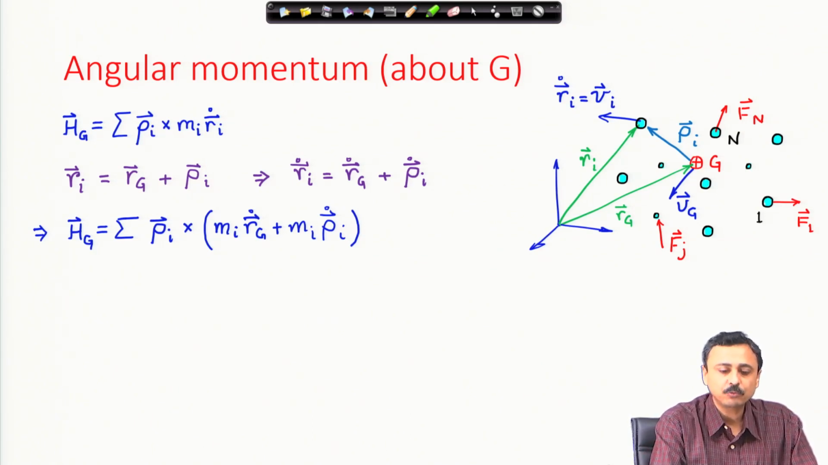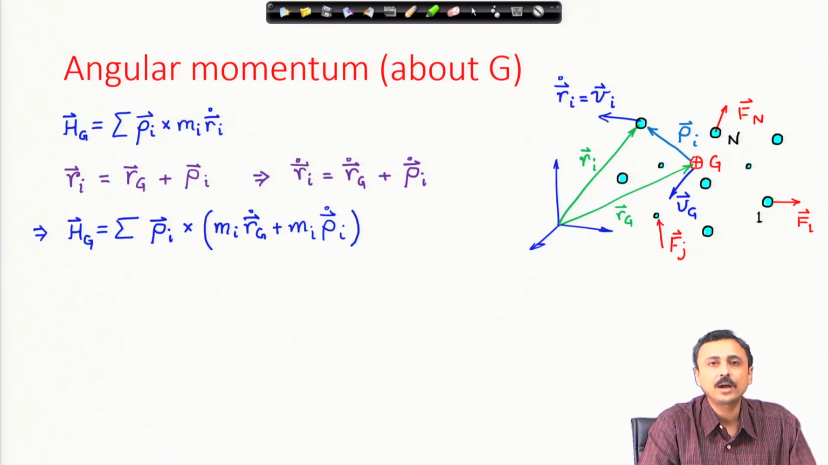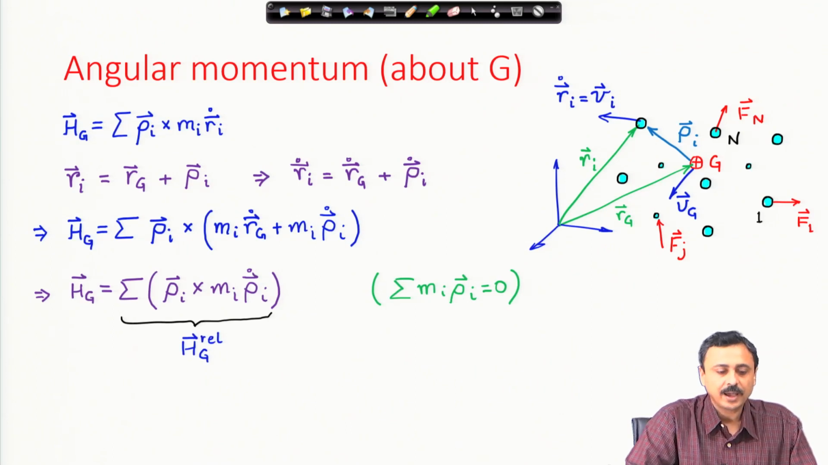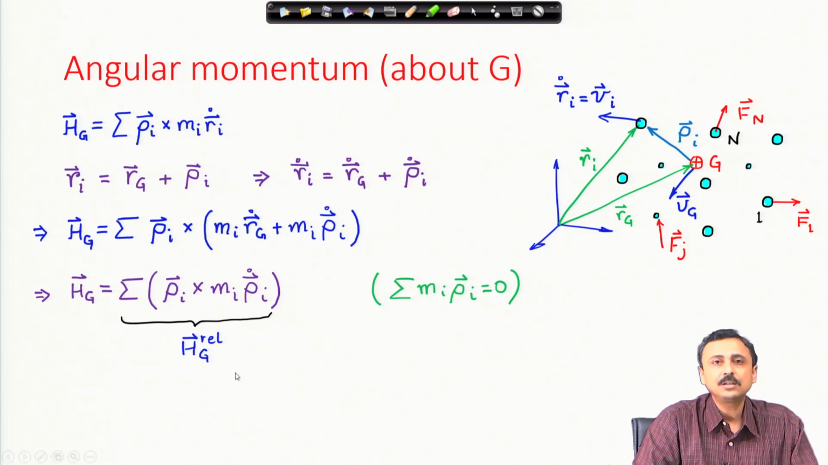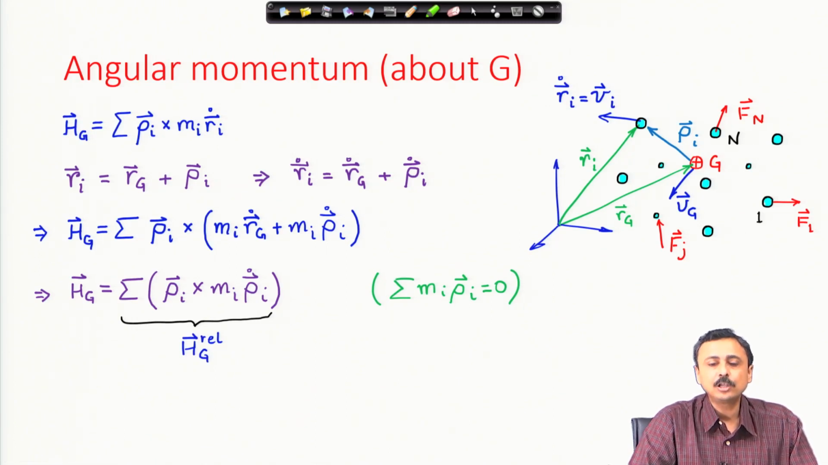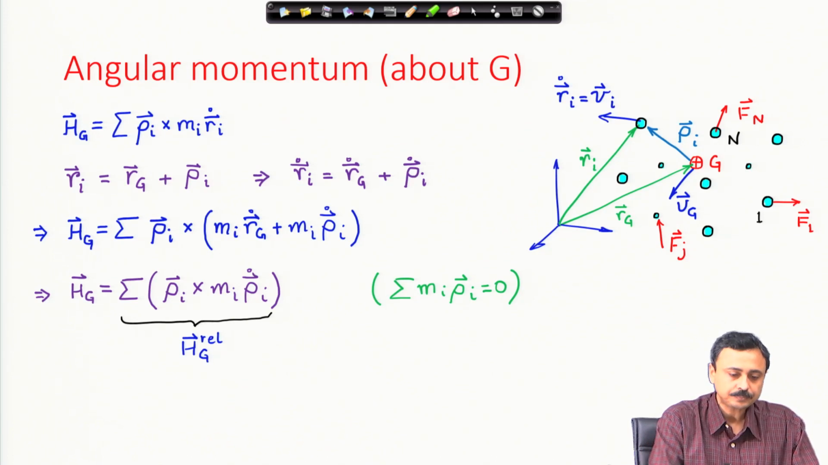this cross product. Once I open up this bracket and simplify, the first term you will note will go to 0 because the summation of m_i rho_i is 0. Only the second term contributes, and that is equal to rho_i cross m_i rho_i dot, and this is nothing but the H_G_rel which we noted in the previous derivation for angular momentum about O.